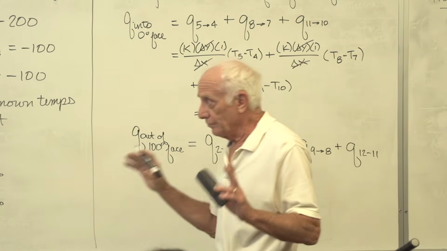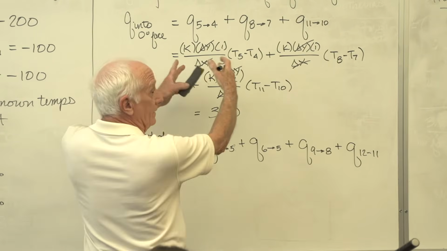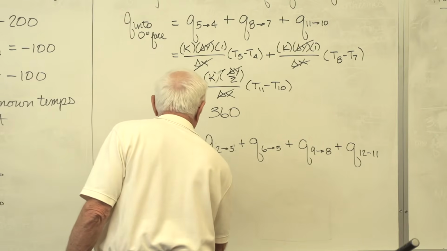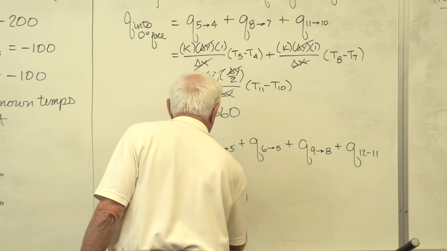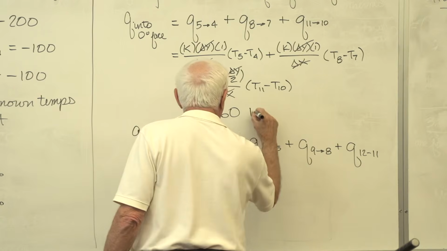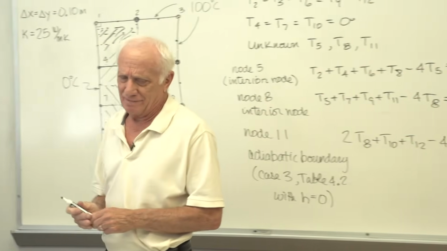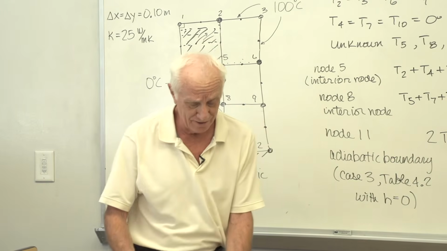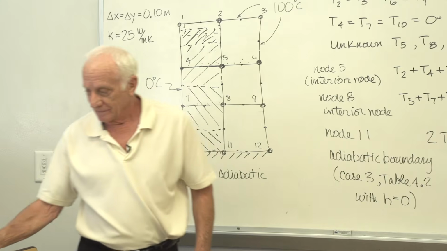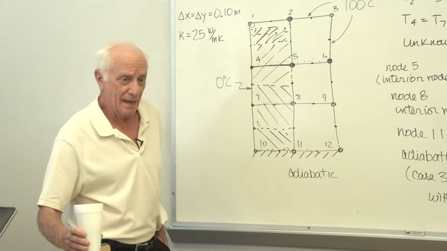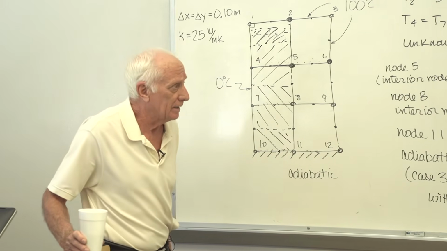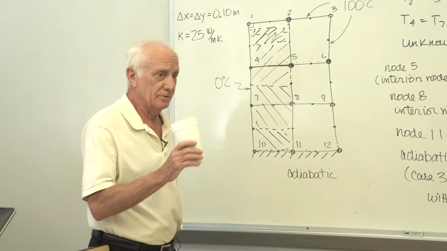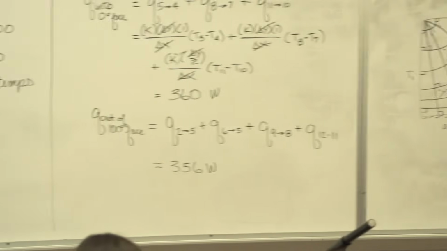I'm not going to go through that. Do it the same way I did it here. But it comes out to be 356. Yeah, I know they're not equal because my grid size is so coarse. I'm very surprised it's that close, actually. So what's my answer? Add them together and divide by 2: 358. That's my answer of what Q is. That's my approximate answer.